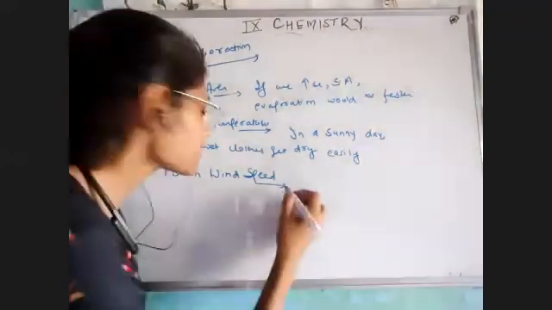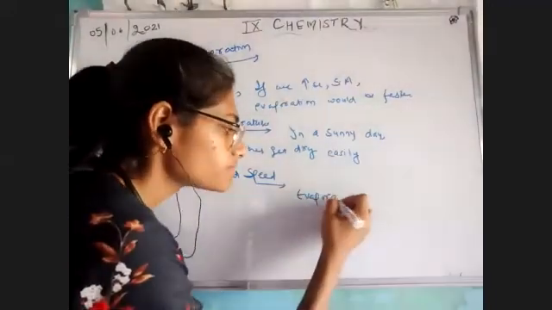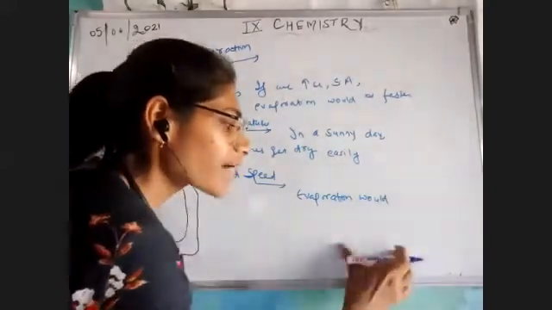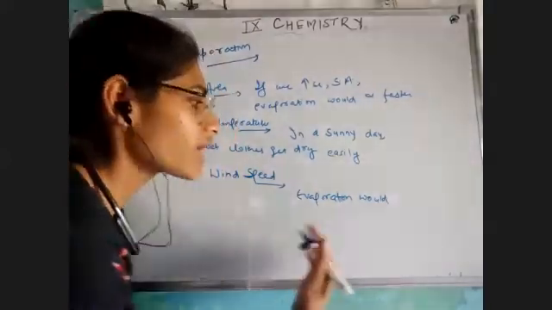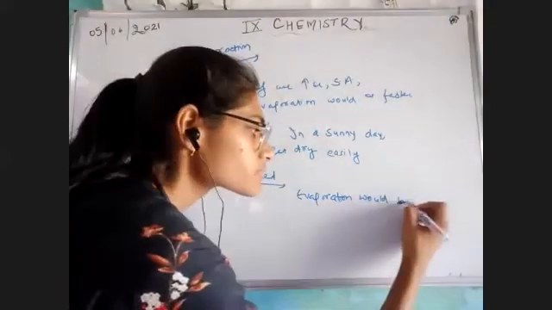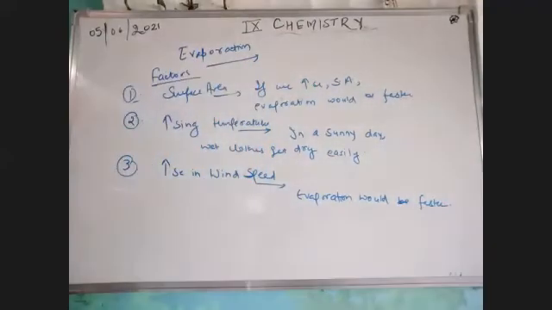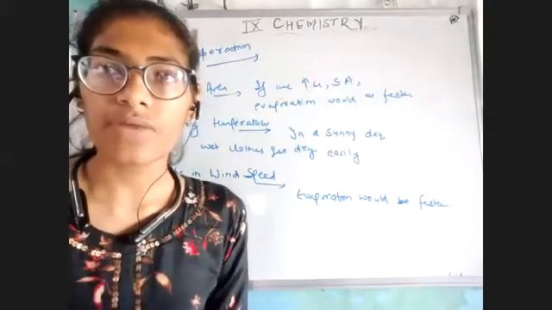By increasing the wind speed, the evaporation would be faster. That's why my clothes get dry easily when the wind is moving with high speed. And why is it so? The reason is very simple: the kinetic energy of molecules which are present in the water, whenever we increase the speed of wind, what would happen?